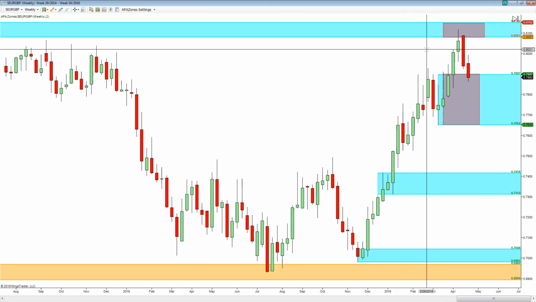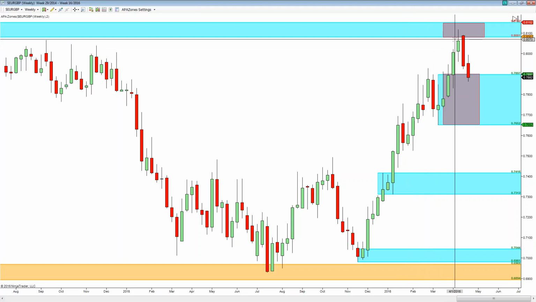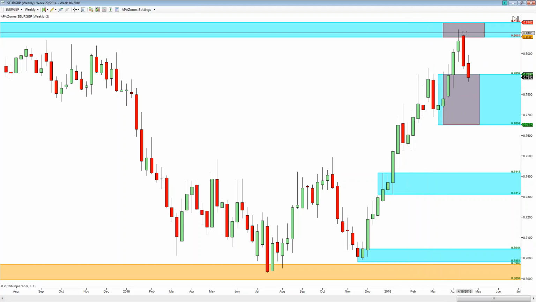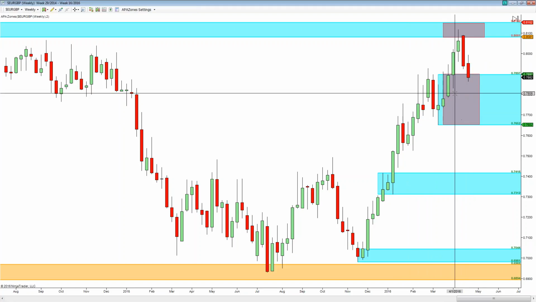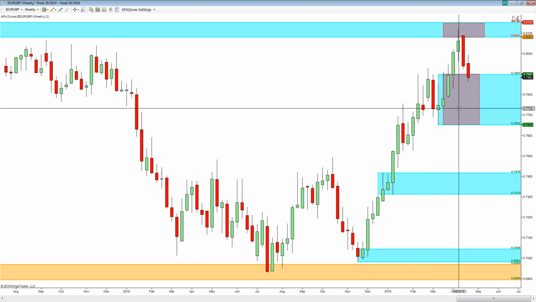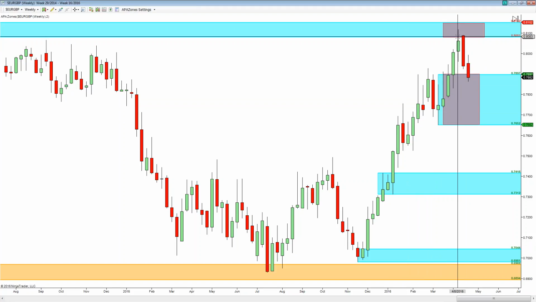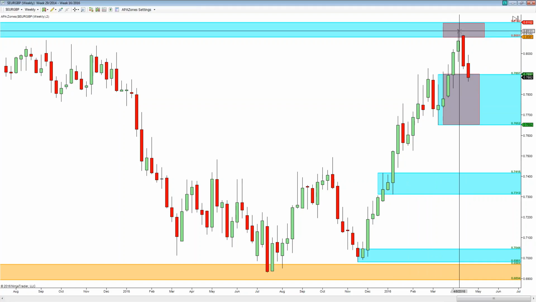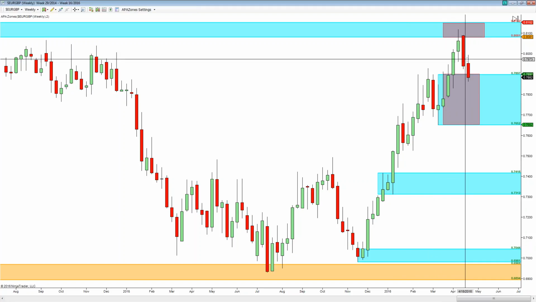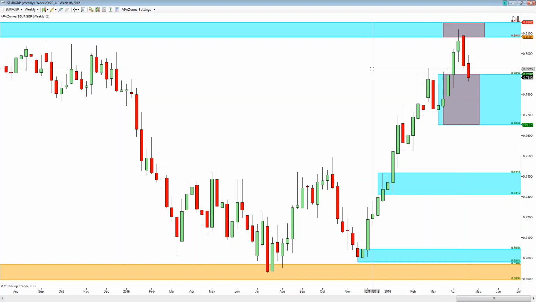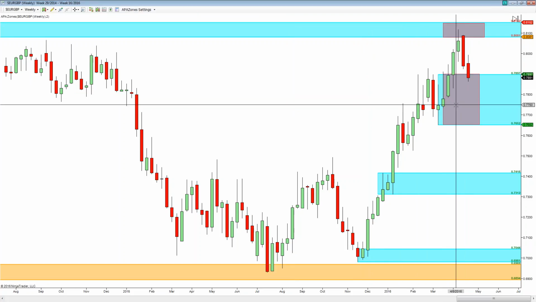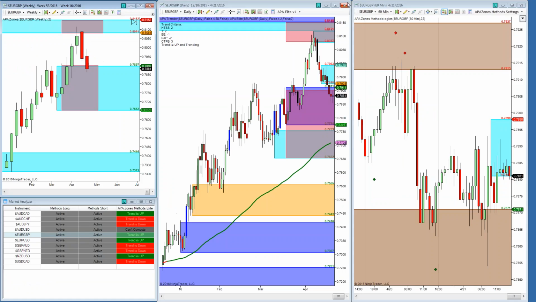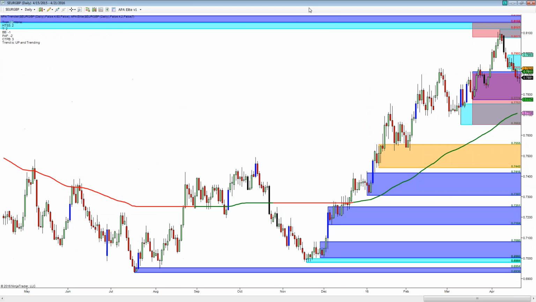Here we are on the Euro Pound, and you can see what's been happening. We got to this fresh weekly supply, and look, we got a nice fall from it. We find ourselves back at weekly demand, and you can see the result from that fresh supply zone. Institutions were waiting for that thing to get there, and finally got a nice retracement, a nice correction back down. And now here we are back at weekly demand. So let's take a look at the daily. Zoom in on this thing.